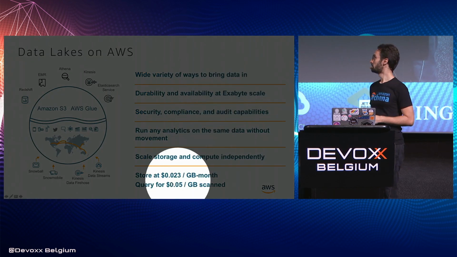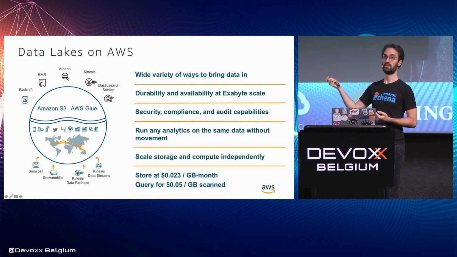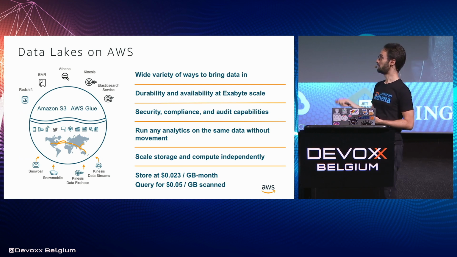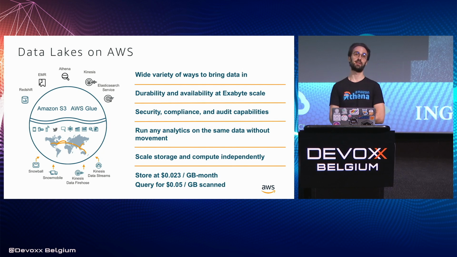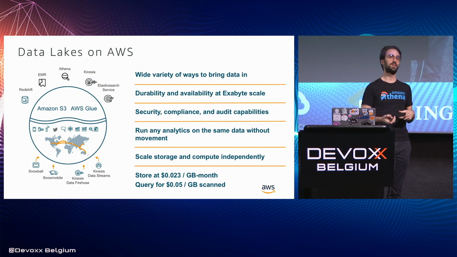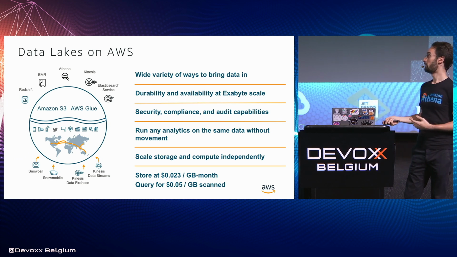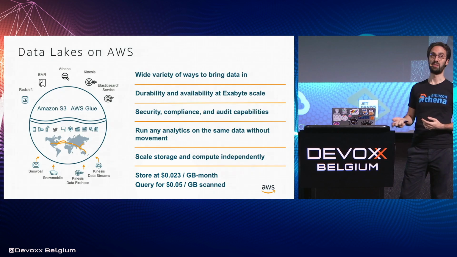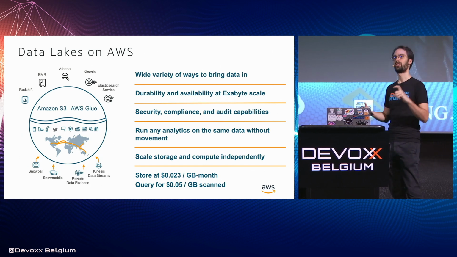That's the kind of compute and storage cost we are talking about. So that's a gigabyte, 2 cents, 2.3 cents, and that's the cost of a query, 5 cents per gigabyte. So if your query is scanning 500 megabytes of data, it will be 1/10, it will be 0.5 cents. And this is a mental shift again.